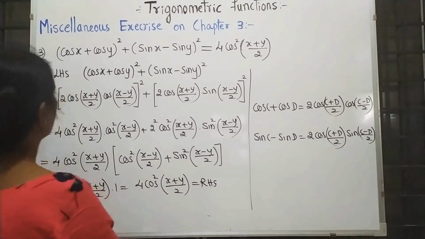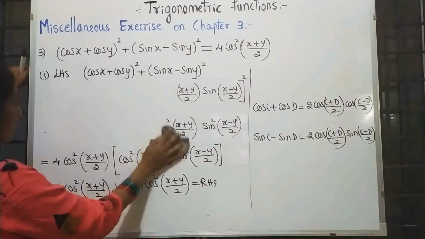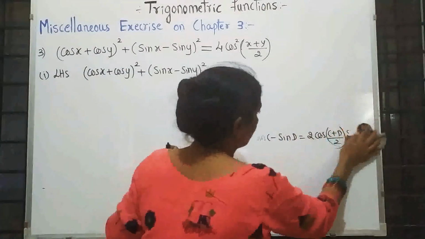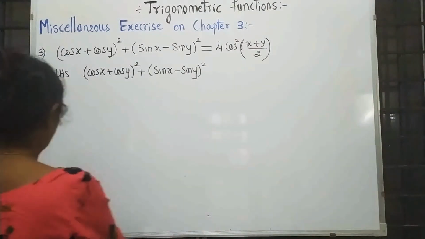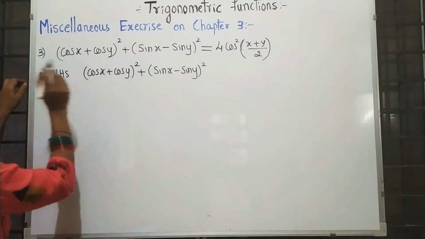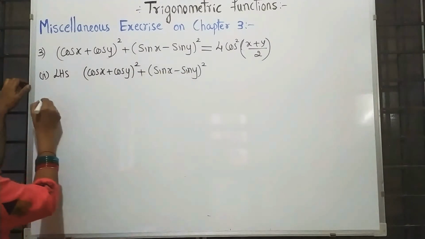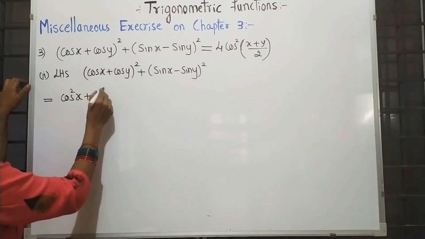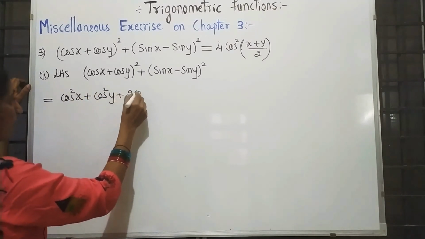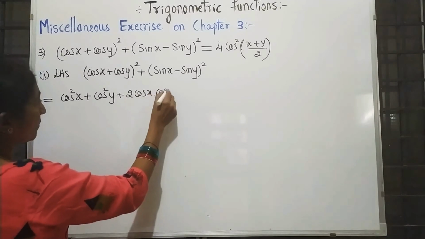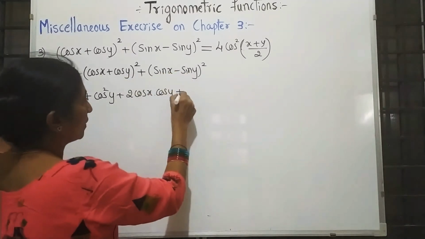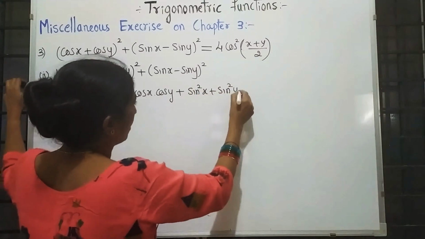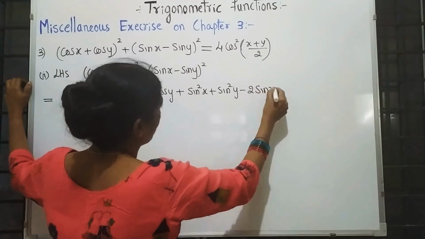In the second method, write again the LHS. Start with LHS. See, it is in the form of a plus b whole square and a minus b whole square. A square plus b square plus 2ab. Then a minus b whole square: a square plus b square minus 2ab.